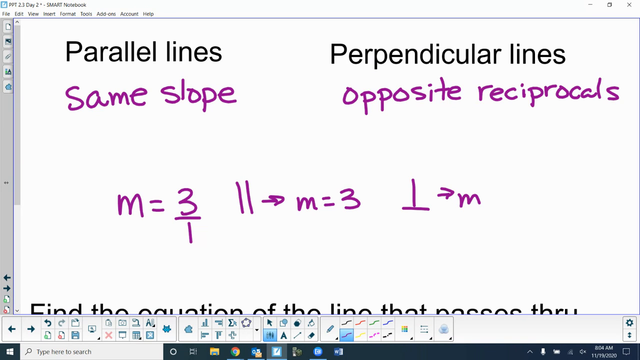Yeah. Remember, think of it like this. For reciprocal, just flip it. But opposite, remember. You guys remember that, right?